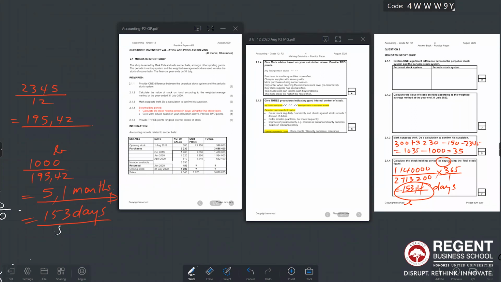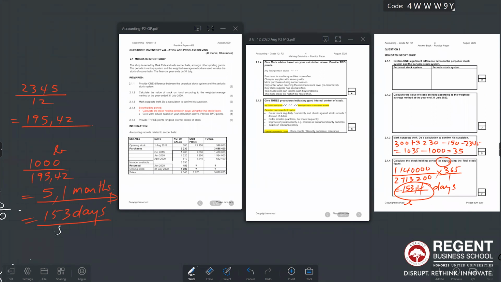Also, you must remember when you're holding too much stock, you know what you're doing? You're tying up your cash. You're going to experience a cash flow problem. You've got so much stock lying there, you don't have the cash. The money is all tied up in the stock that you're holding. So that is why you need to reduce your stock. You must keep stock that is moving all the time.